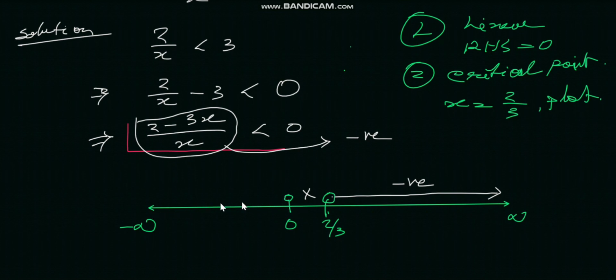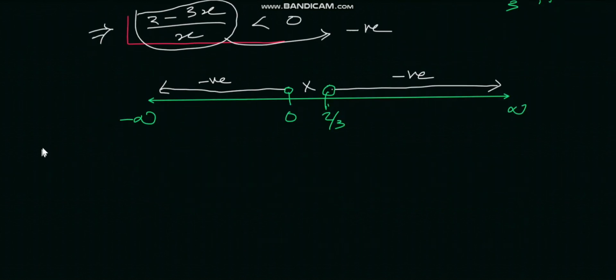Let's have the negative numbers. Let's plot minus 1. So this will be minus 1, so this upper section will be positive and the lower section will be negative. So after all, the whole number will be a negative number, so this region is satisfied. Okay, so we have the solution region.